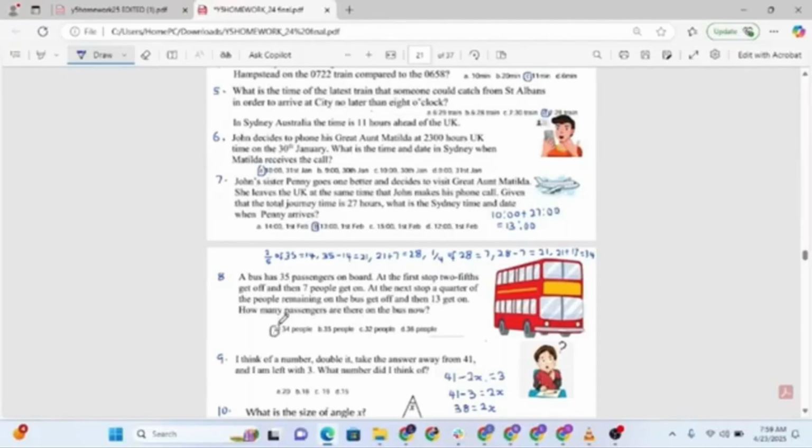Explanation. Start with 35 passengers. 2/5 of 35 is 14, so 14 passengers get off. That leaves 21 on the bus. 7 more people get on. 21 plus 7 equals 28. At the next stop, 1/4 of the 28 passengers get off, which is 7 people. That leaves 21 again. Then 13 get on. 21 plus 13 equals 34. Therefore, there are 34 passengers on the bus now.